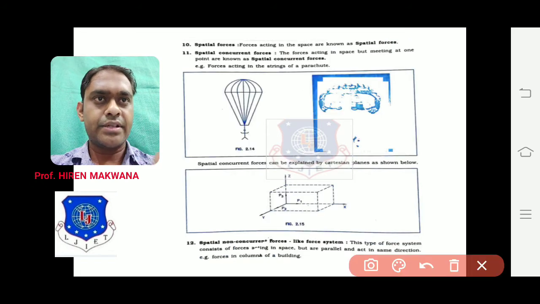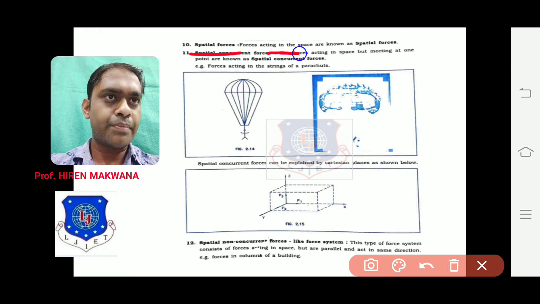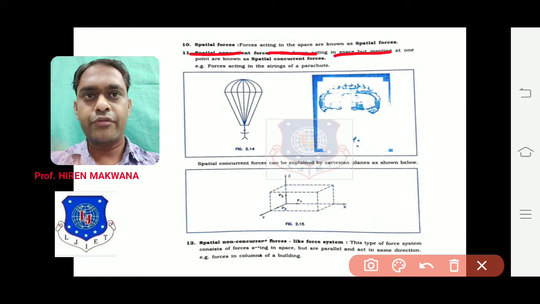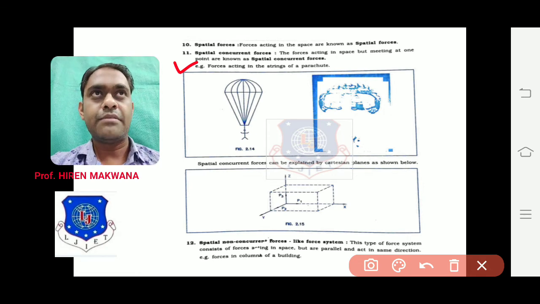Number 10, you can check spatial forces. What are spatial forces? Forces acting in space are known as spatial forces. Meaning, in space, random forces are acting, then they are known as spatial forces. Number 11, spatial concurrent forces. Spatial means acting in space, but they are intersecting at one point, meeting at one point.